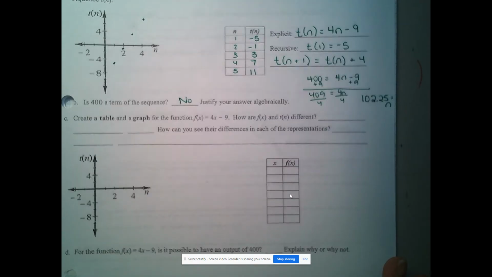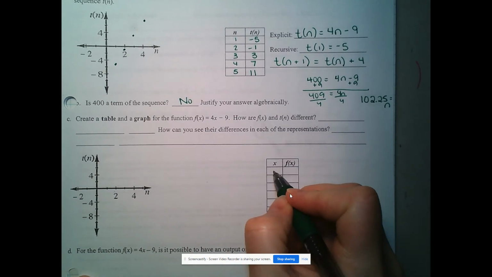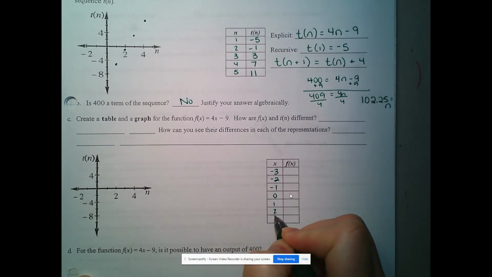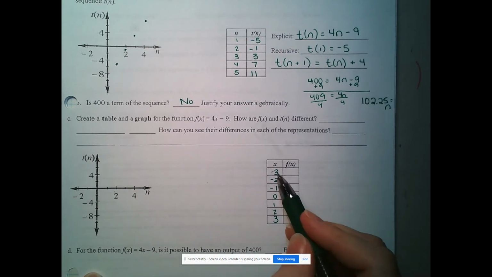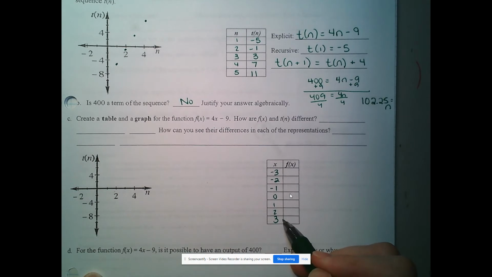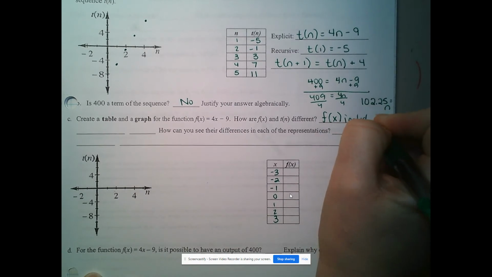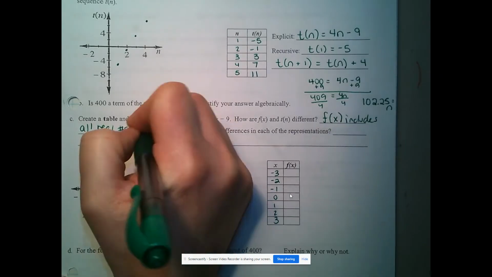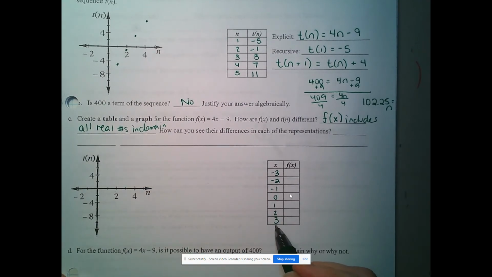Create a table and a graph for the function 4x minus 9. Now, it looks an awful lot like the equation we had, but the function can go all the way back as far as -3, -2, -1, 0, 1, 2, 3, which is the most common series of points when we're going to graph a function. We always want to see what happens in the negatives, what happens at 0, and then what happens in the positives. So one of the big differences is that f of x includes all real numbers in the domain, right? All the x values can be anything: positive, negative, decimals, fractions, all of that.